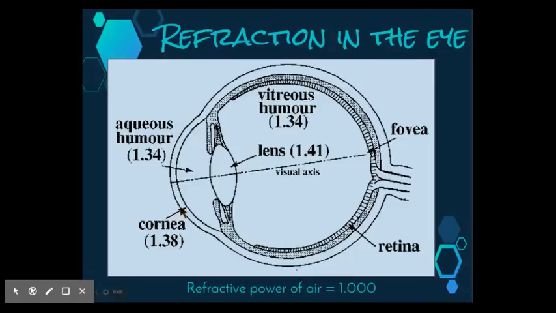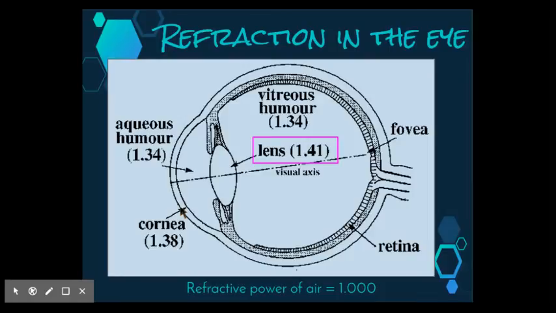The lens is an interesting refractive structure in the eye. It is able to refract light to a great or lesser degree by altering its shape. This is termed accommodation and is useful in allowing the eye to adjust for near or far vision.